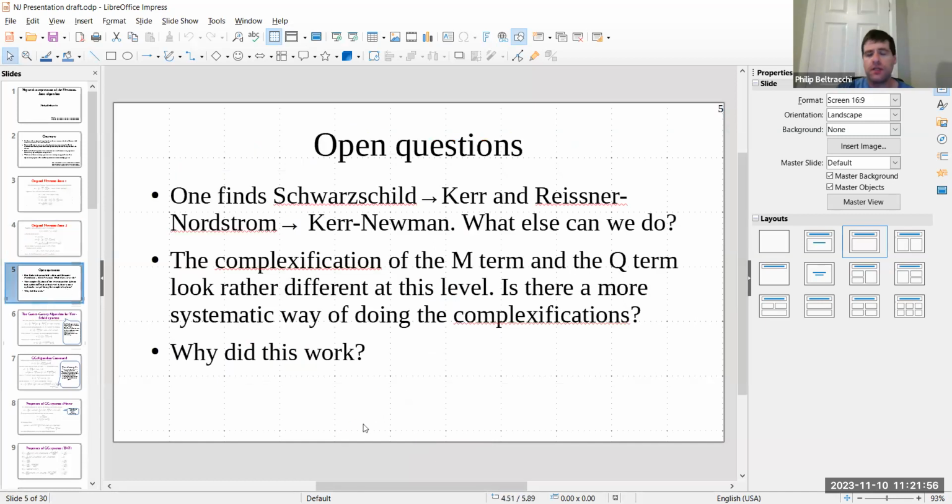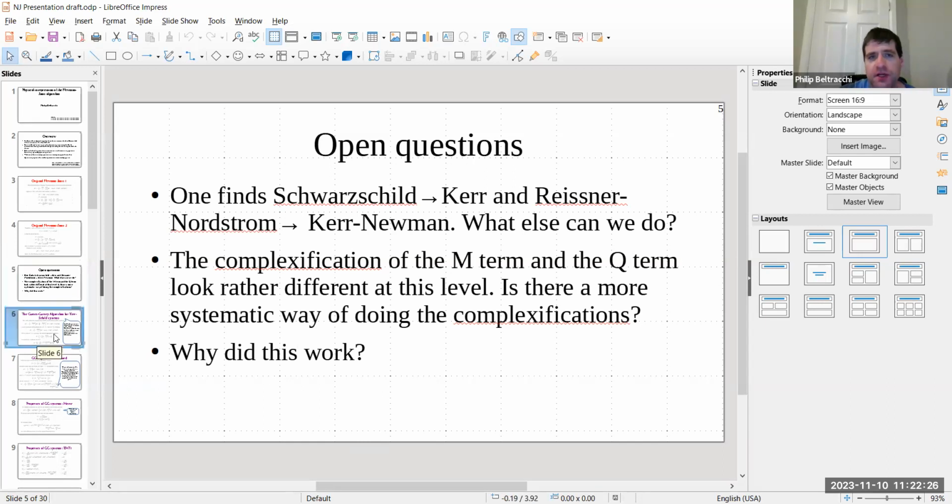Okay, so one of the things that I had pointed out was that the complexification of the M term and the Q term look rather different, and we could wonder if there was a more systematic way of doing this. And we could also wonder, why did this procedure happen to give us two relevant spacetimes at all?